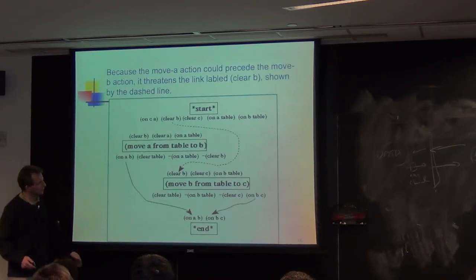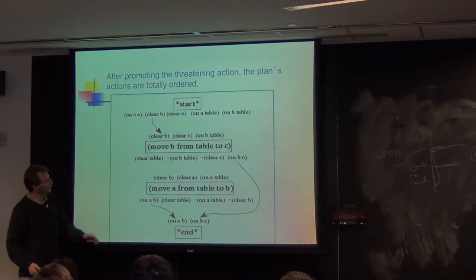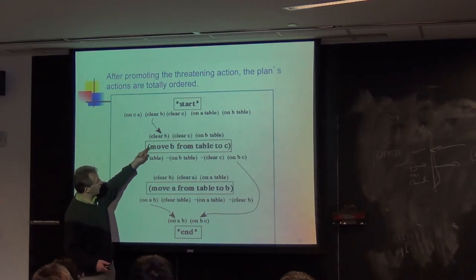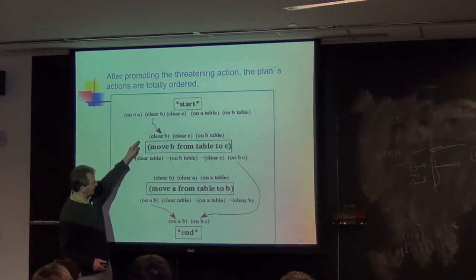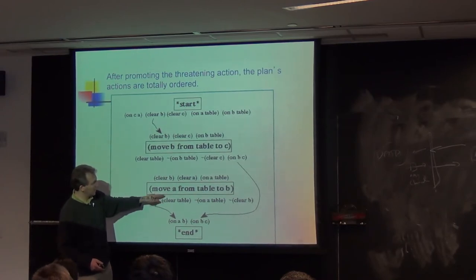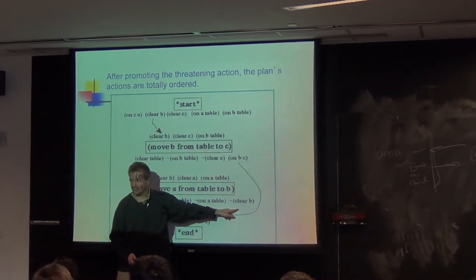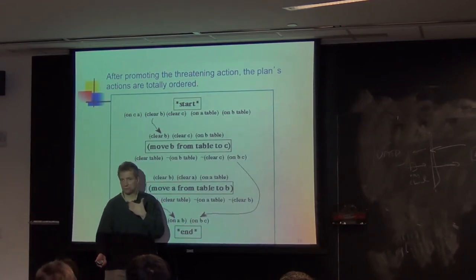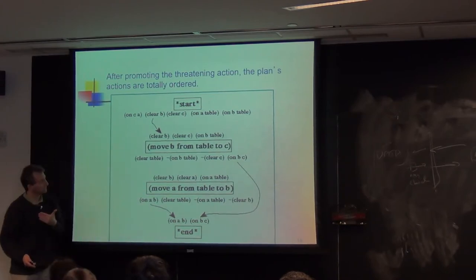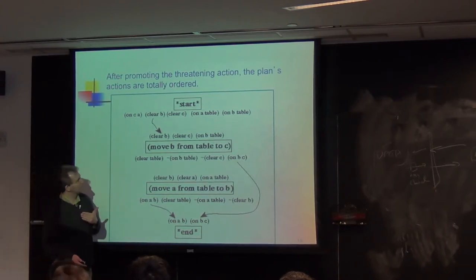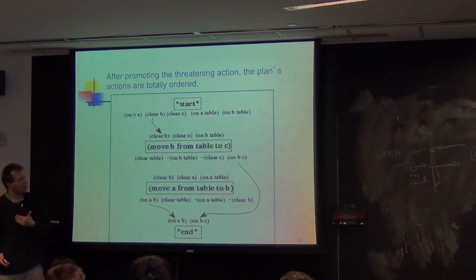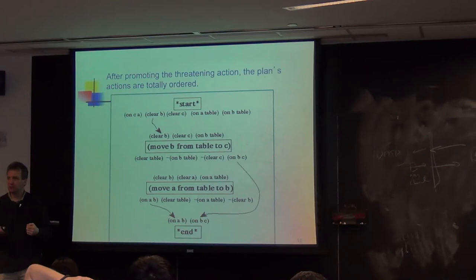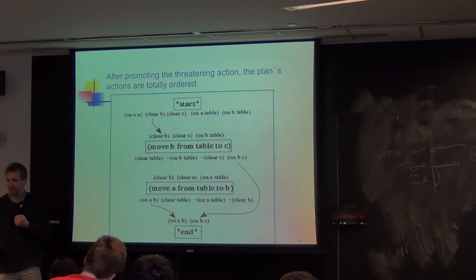So what I do, if you notice from here, you have this one down here and up here, but they're really in parallel. I move this up here, okay? So if I do this one first, and then I do this one, then it doesn't matter that B is not clear. So just by ordering them, I get out of that threatening condition. All right? Okay. So you add constraints to order to get out of threatening situations. And you detect threats by it being inconsistent.